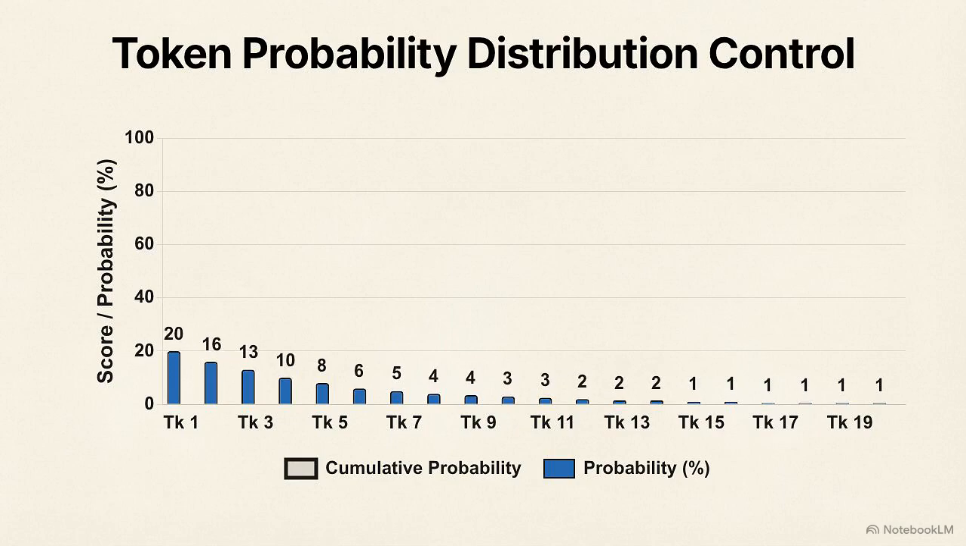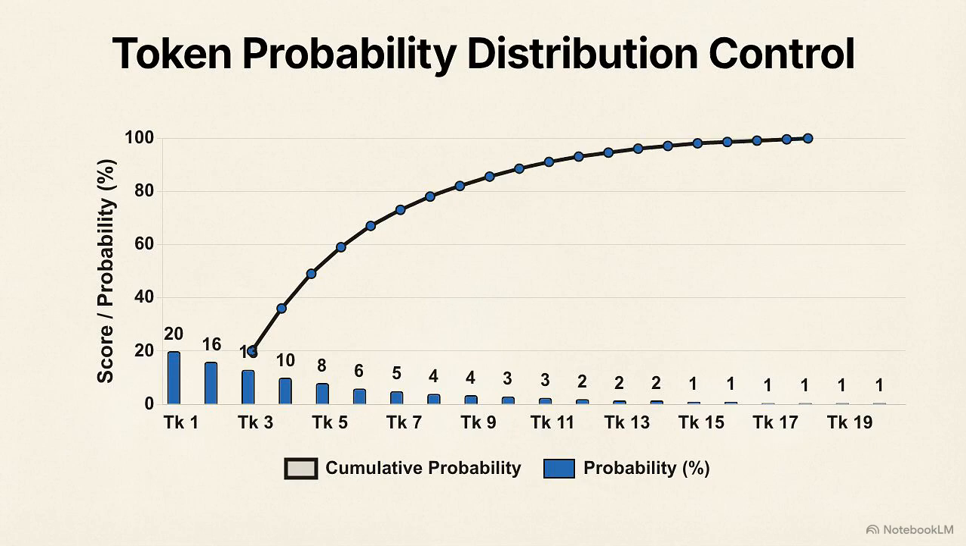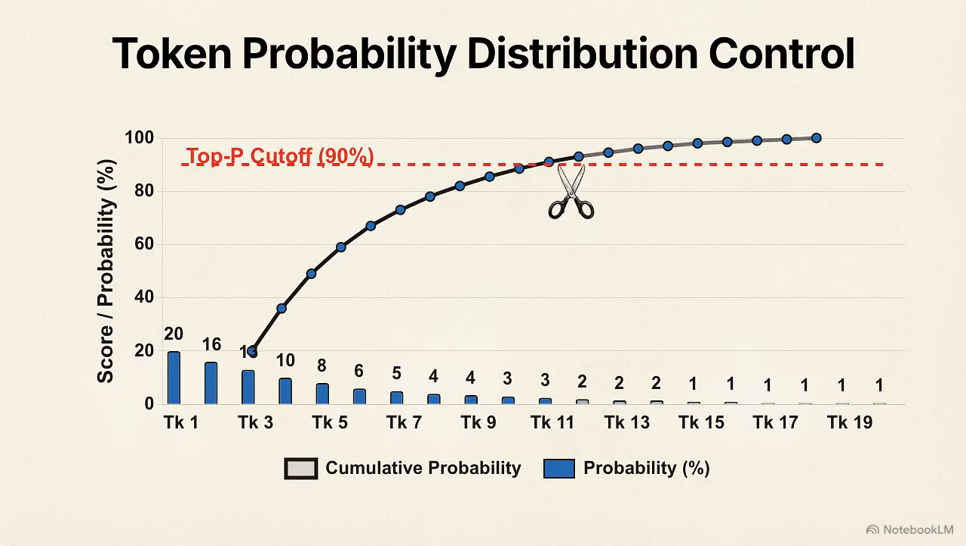An alternative truncation method is top-P, or nucleus sampling. Instead of scaling the entire vocabulary, the payload instructs the model to only consider the smallest set of tokens whose cumulative probability exceeds a specific threshold, neatly cutting off the long tail of highly unlikely words.